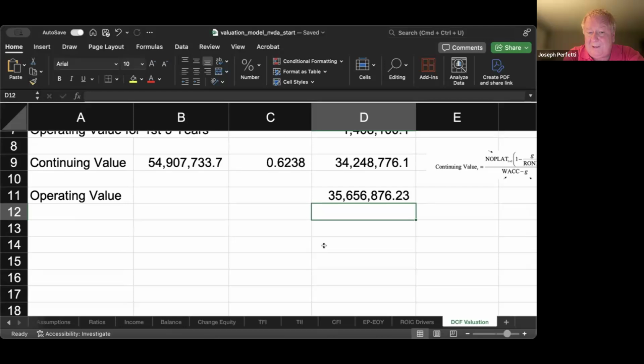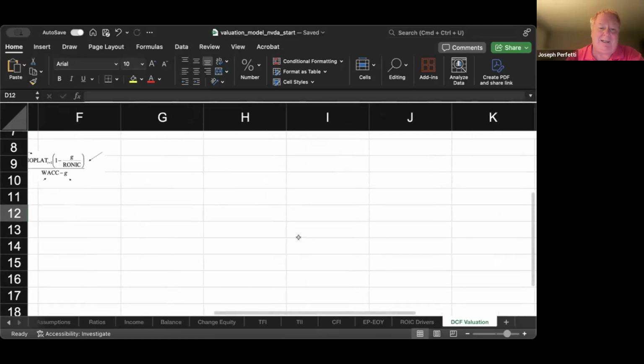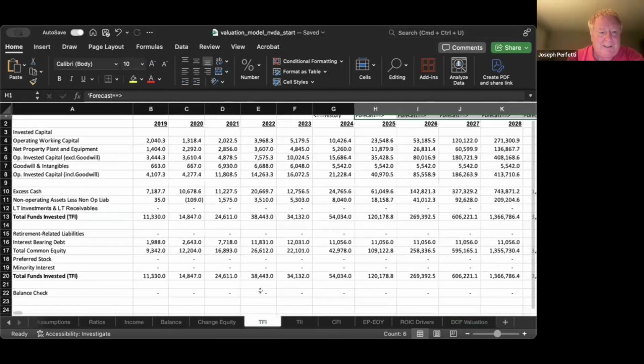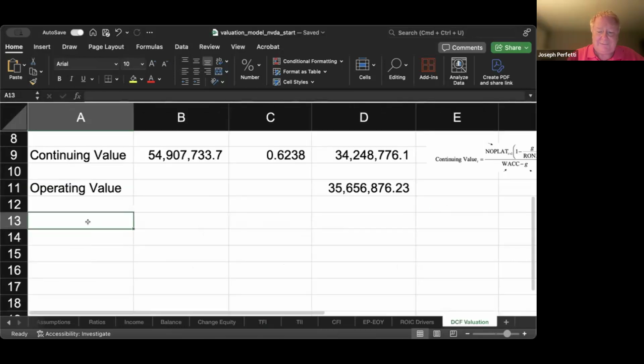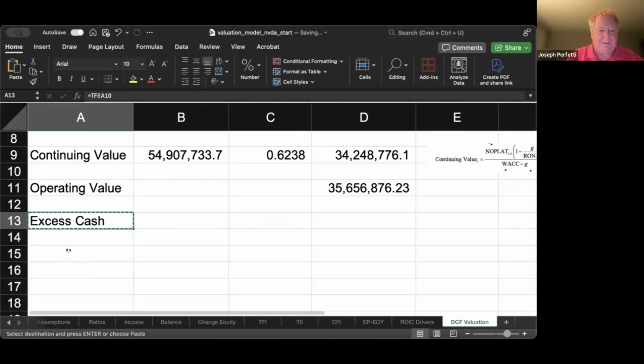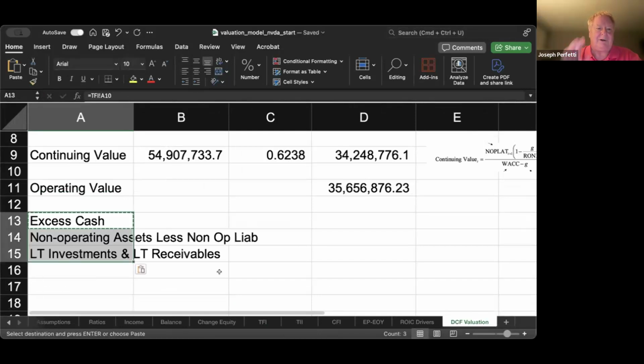Continuing on, we then add in the non-operating value, going back to Modigliani-Miller. The non-operating value will come from the TFI. On the TFI, we have labeled 3 non-operating items: excess cash, non-operating assets, long-term investments. Those are the non-operating things that have to be valued. So on our DCF, equals from the TFI, A10, copy down to A12 off the TFI. So those are the 3 non-operating assets and liabilities.